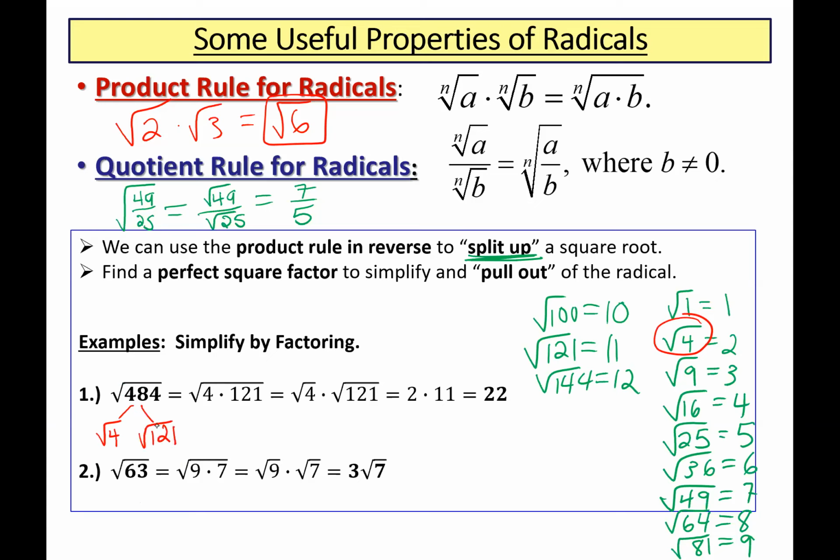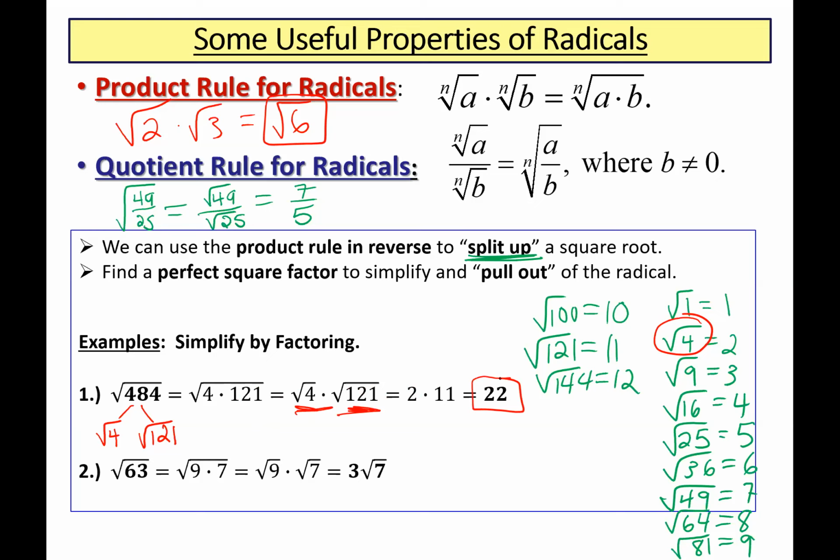And I'm writing it kind of as a factor tree, but you can also write it more horizontally. The square root of 44 can be broken down into the square root of 4 times the square root of 121. The square root of 4 is 2, and the square root of 121 is 11. So basically we just have 2 times 11. And that's one way to get our answer of 22. And that's theoretically possible without a calculator.